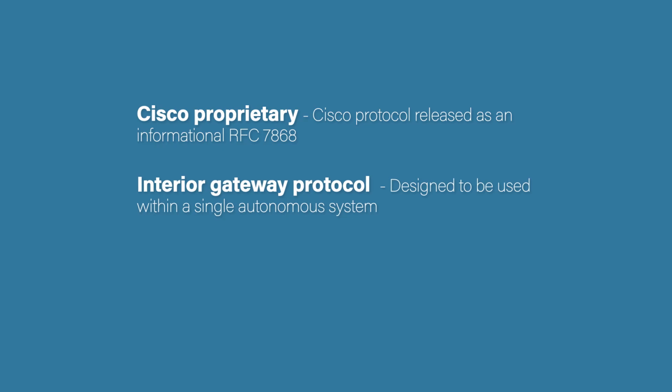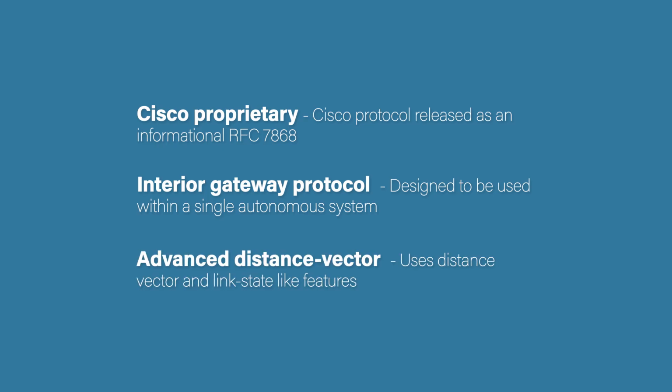EIGRP is an interior gateway protocol, meaning it's designed to be used within a single autonomous system. It is an advanced distance vector protocol. It works slightly differently from other distance vector protocols such as RIP, and it also includes some link state-like features as well.